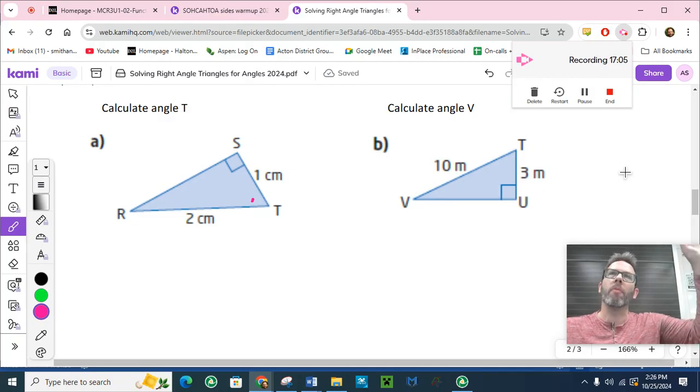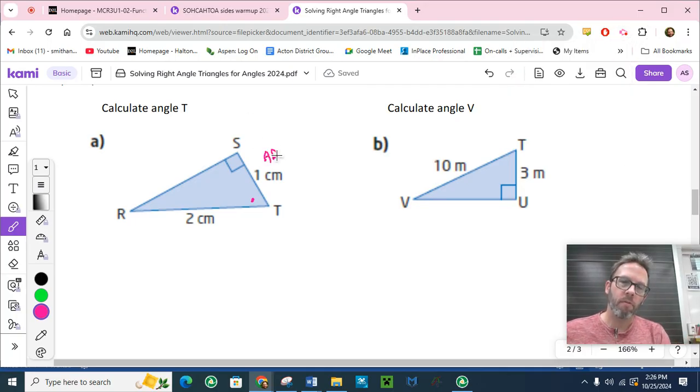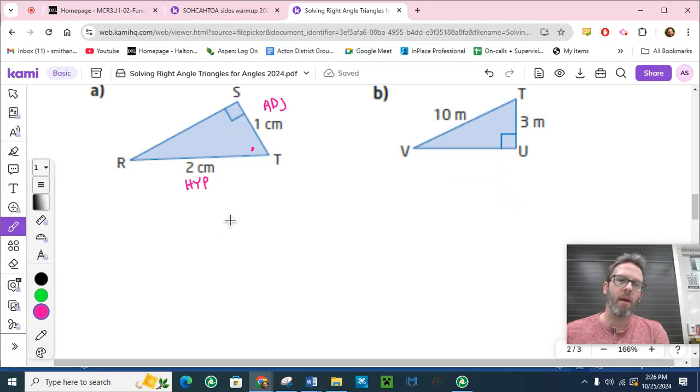Which ratio, somebody who hasn't helped out yet in a while? Jesse, what ratio do you use for A? Cosine ratio. Perfect. You can label these or not. I'm not your dad. You can do what you want. But yeah, we're given the adjacent and hypotenuse. So what I would do if I was solving this problem, I would write this. I would start with cosine of t is equal to the adjacent side 1 over 2.